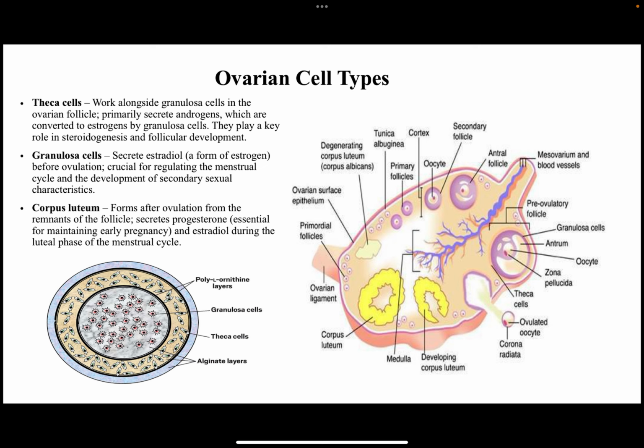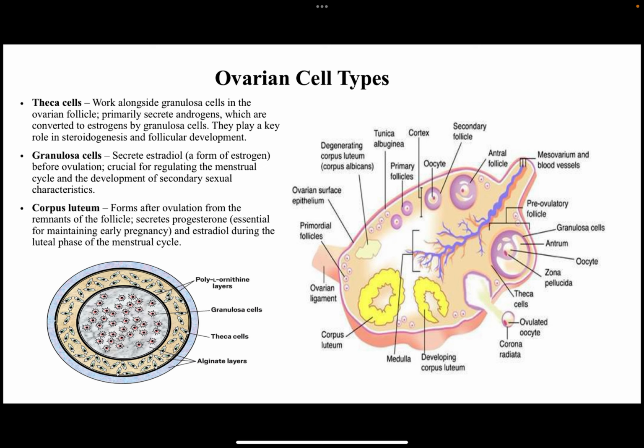Okay, the theca cells. So the theca cells will work alongside the granulosa cells in the ovarian follicle, and primarily they secrete androgens. But then these androgens can also be converted to estrogens by the granulosa cells. The theca cells also play a role in steroidogenesis and follicular development.